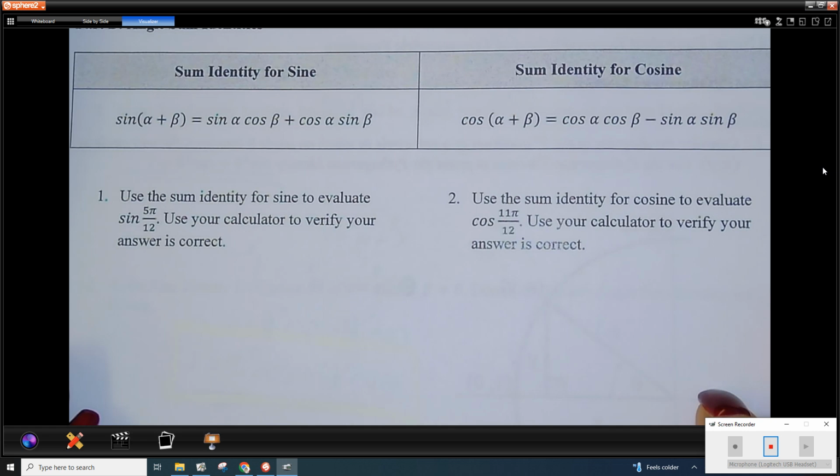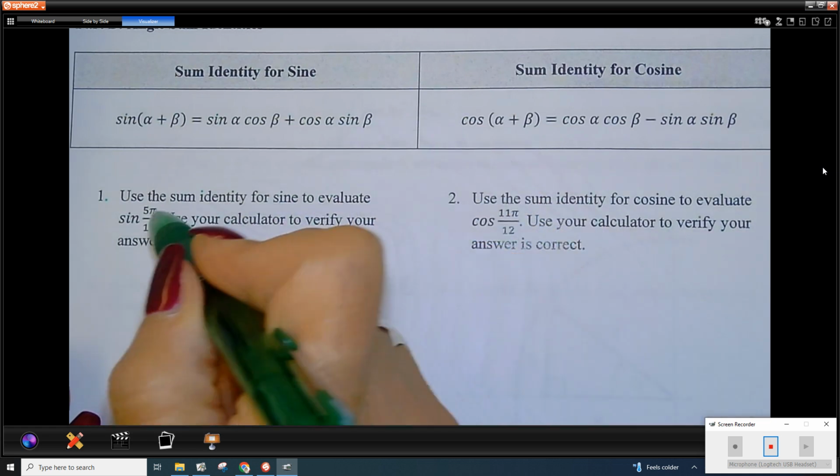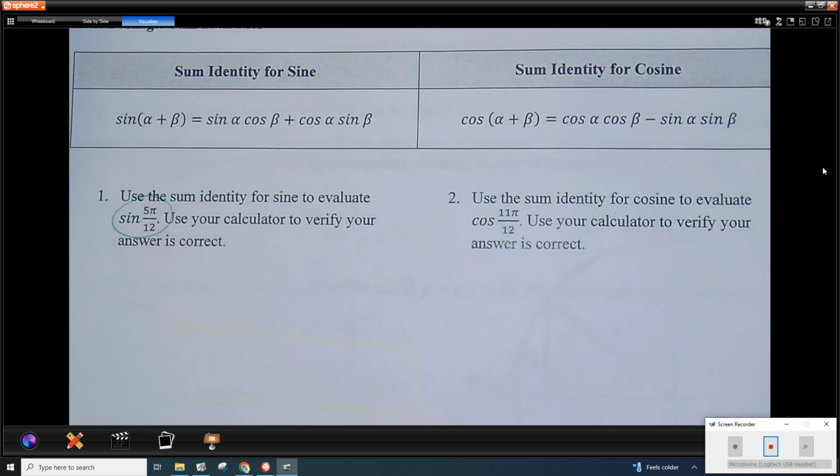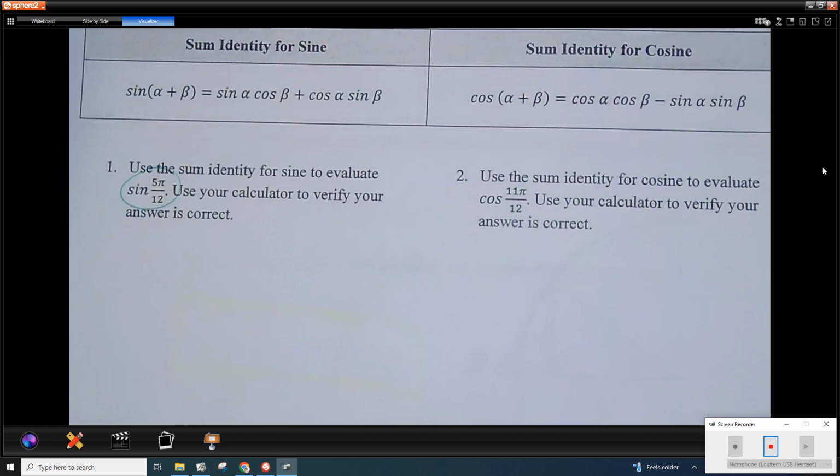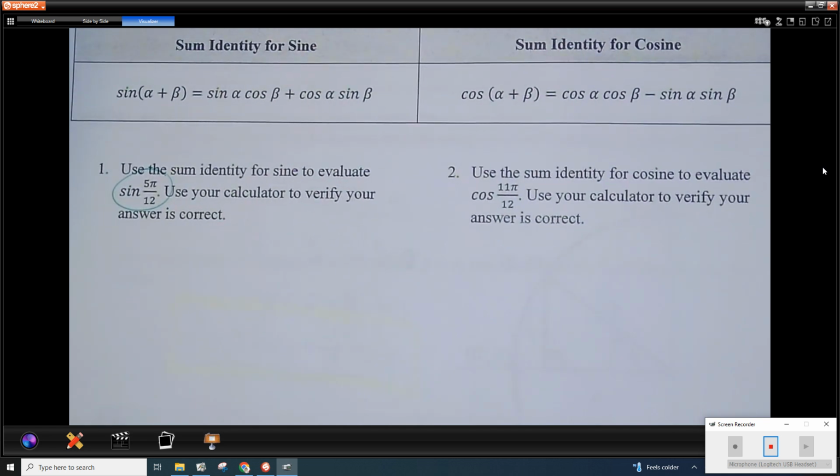All right. Let's go to where you're going to use it for 5 pi over 12. So that is one angle, and we're going to break that up into two angles. So looking at our circle, 5 pi over 12. I think I said 2, sorry.